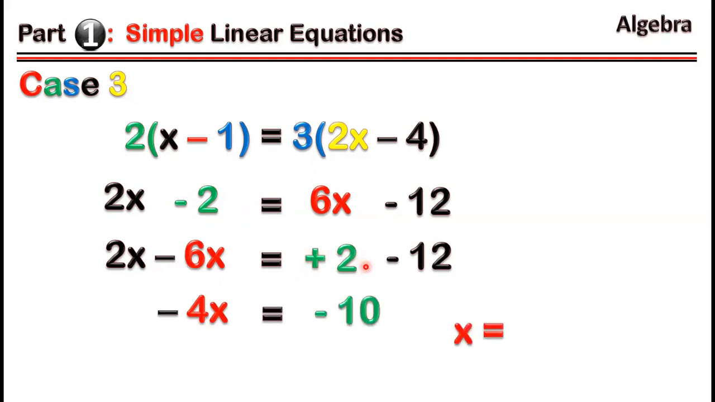We divide both sides by minus 4, and our answer will be 5 on 2. We have 5 on 2 as our answer.